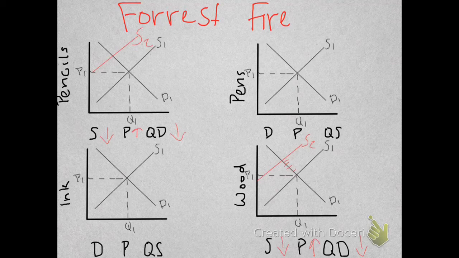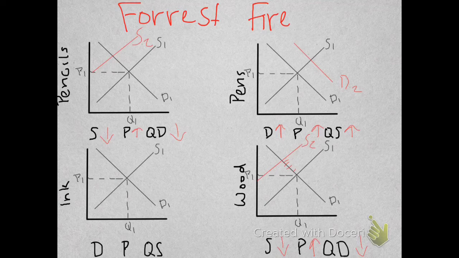And next we go to pens. Pens compete with pencils, so they will be a substitute good. Because the supply of pencils went down, the demand of pens will increase. This is shown by the demand line moving to the right. As the demand increases, the price increases, and the quantity supply increases. Quantity supply will be explained in a different video.